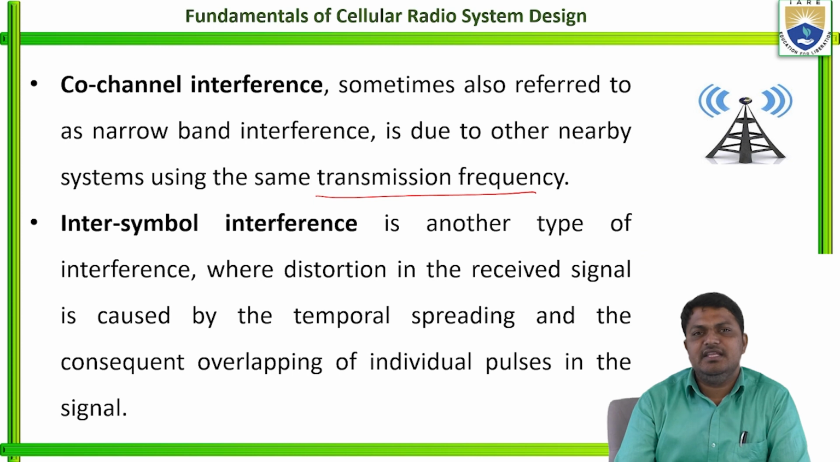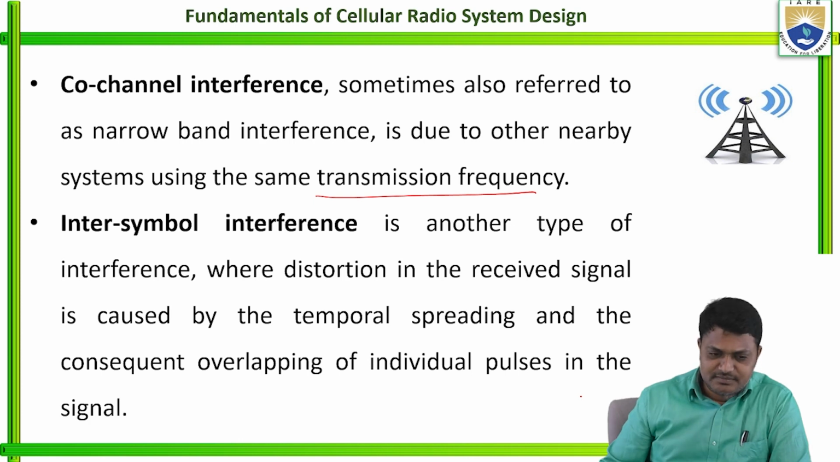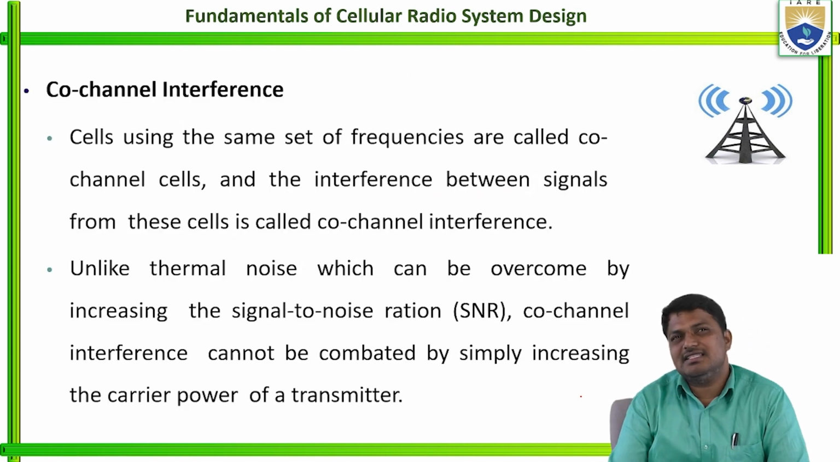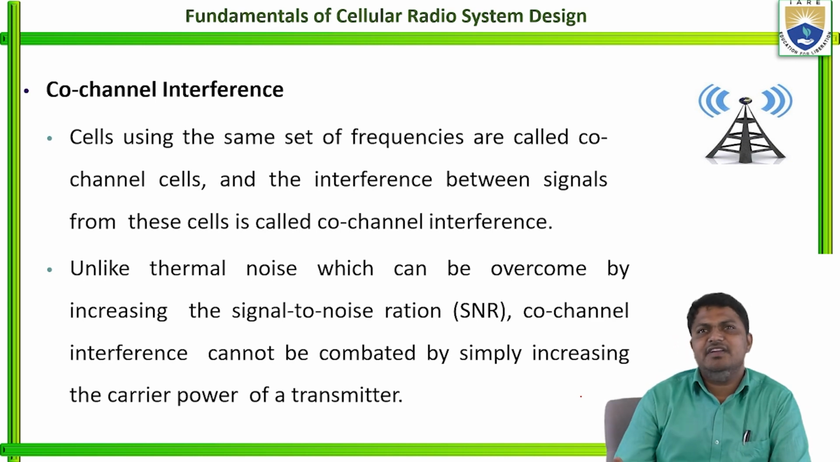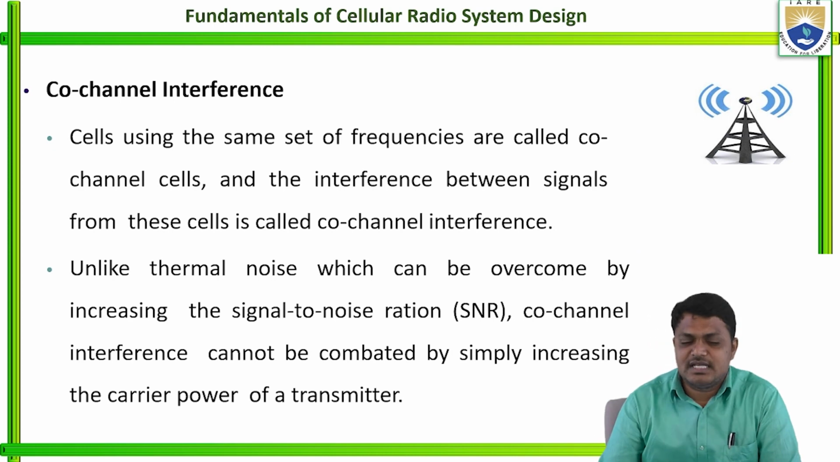It is caused by the temporal spreading and the consequent overlapping of individual pulses in the signal. Then the co-channel interference: the cells with the same set of frequency allocated channel, and the interference between the signals from these cells is called the co-channel interference. So it's the correct definition.